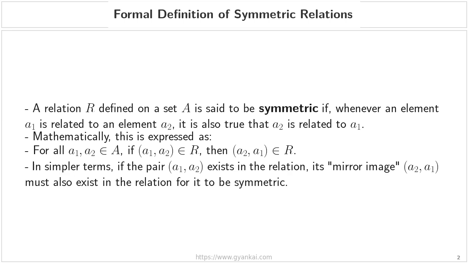In simpler terms, you can think of this as a mirror image. If the pair (a1, a2) exists within the relation, its mirror image, which is the reversed pair (a2, a1), must also exist for the relation to be classified as symmetric. Having established this formal definition, we will now look at the logical steps required to determine if a specific relation is symmetric in our next slide.